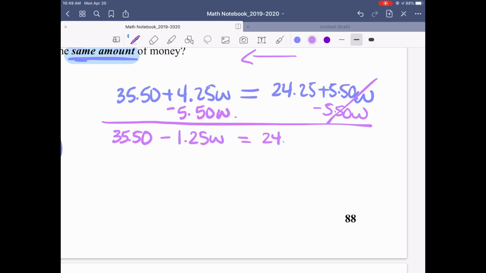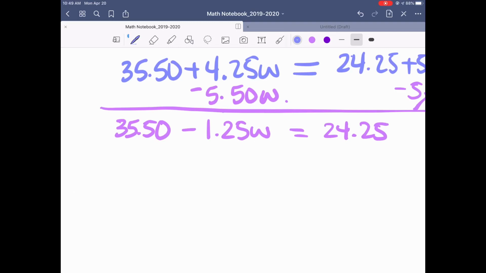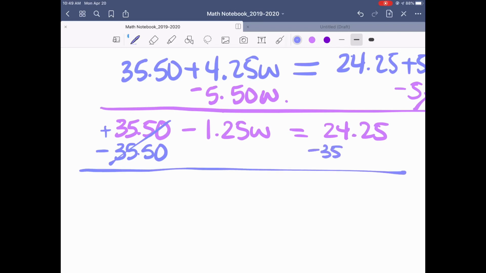And here we still have 24.25. Now we move the W's to one side. Now we want to isolate it, so get all the constants onto the other side. So this is positive 35.50. So I'm going to subtract 35.50 to cancel it out. And what I do to one side, I'm going to do to the other. So 35.50 minus 24.25, that is going to equal 11.25, and it's negative. And this is negative 1.25 W.